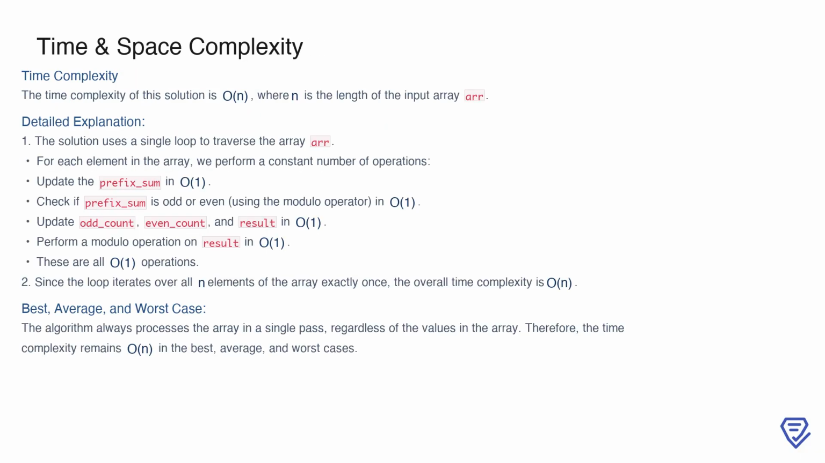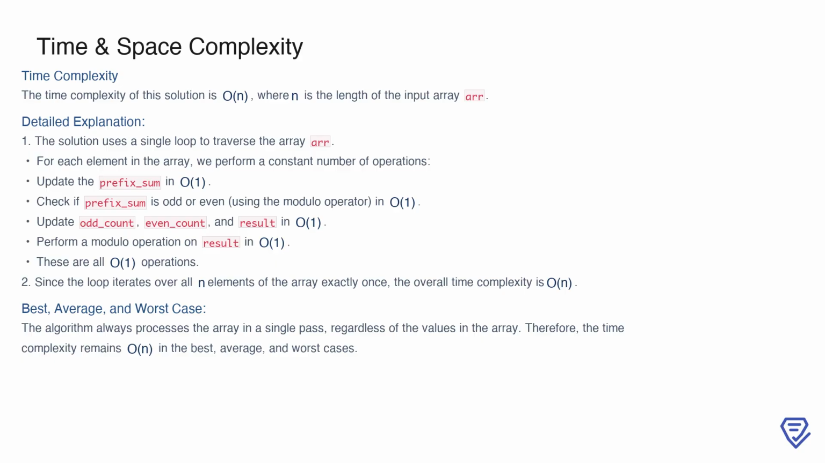The time complexity of this solution is O(n), where n represents the length of the input array. This efficiency comes from the fact that we use a single loop to traverse the array. During each iteration, we perform a handful of constant time operations. For instance, updating the prefix sum, determining if it's odd or even using the modulo operator, and adjusting the counts of odd and even prefix sums are all O(1) operations. Similarly, updating the result and applying a modulo operation to keep it within bounds also take constant time.